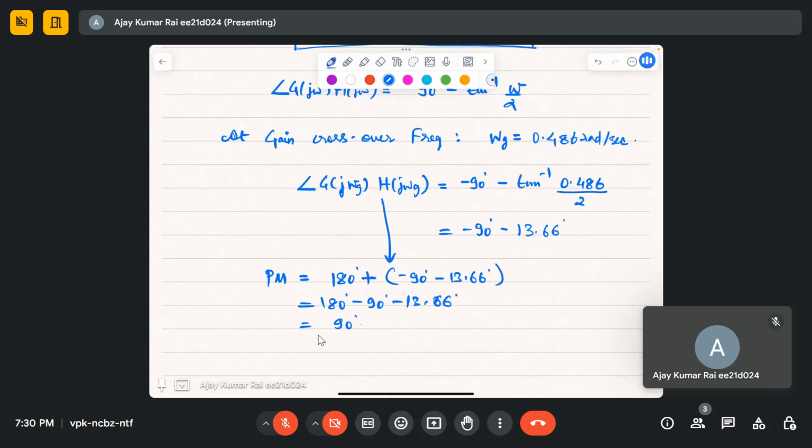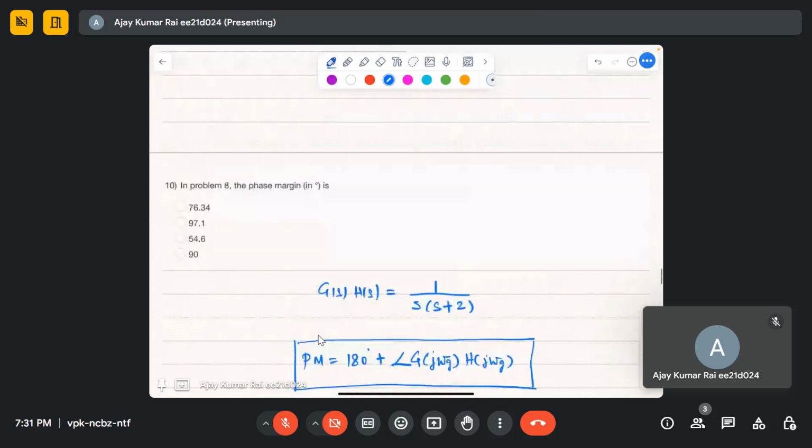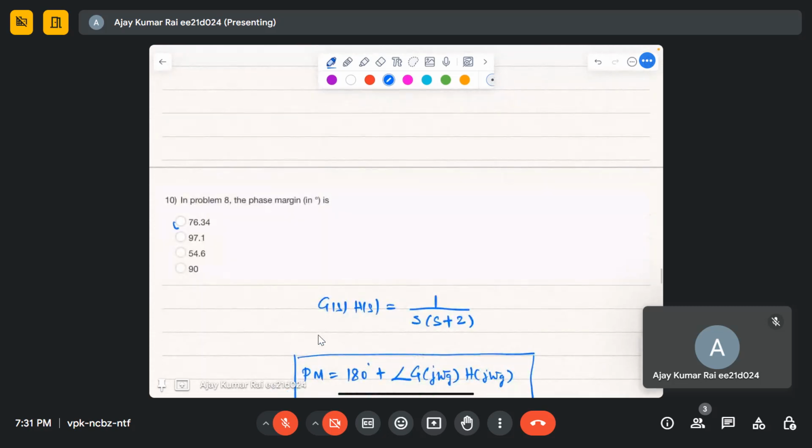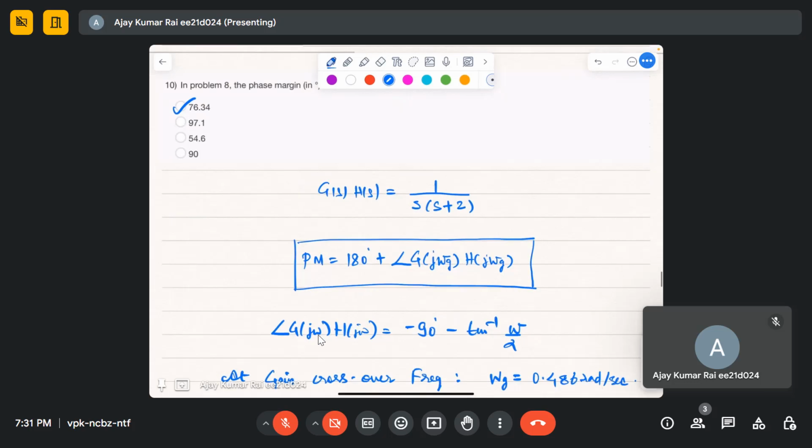So 90 minus 13.66 degree. Okay. It's 76.34 degree positive, right? So this is the phase margin at gain crossover frequency. 76.34 is the correct answer.